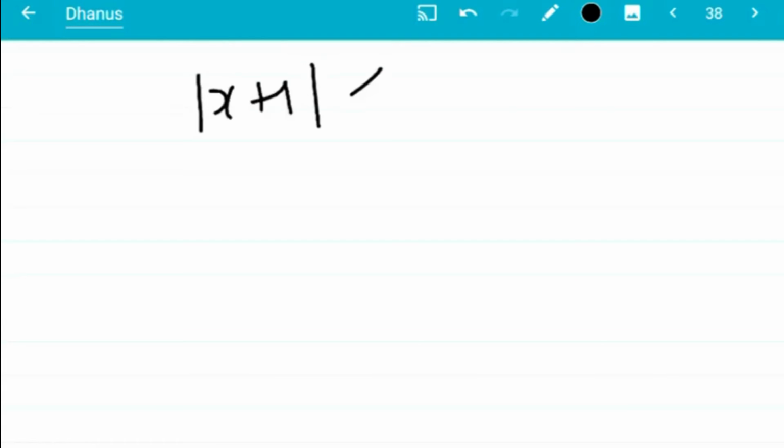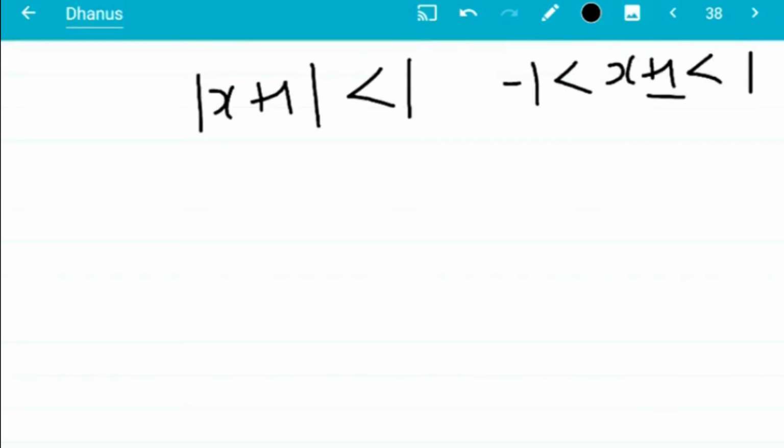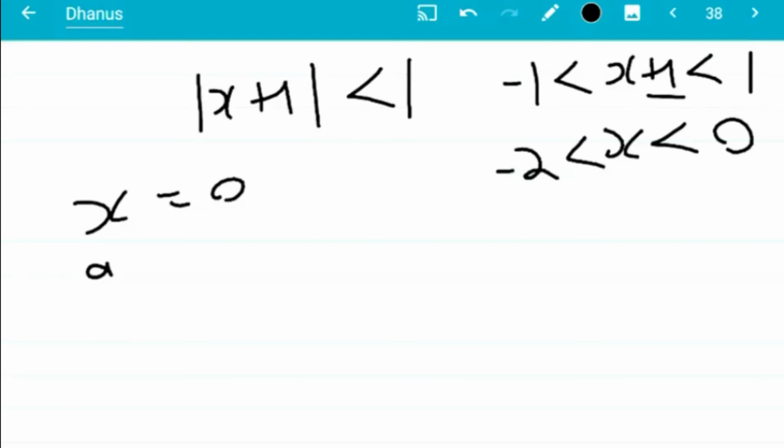Yeah, this we can write as minus 1 less than x plus 1 less than 1, and subtracting 1 from both sides, we get minus 2 less than x less than 0. Now we have to verify whether this series is convergent at x is equal to 0 and x is equal to minus 2. We have to verify whether the interval includes the endpoints.